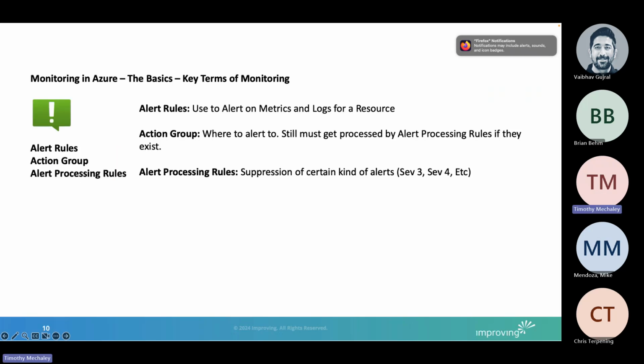Okay, so these are some of the things you'll see within Azure. When you go into Azure Monitor itself, you'll see alert rules, action groups, and alert processing rules. An alert rule is basically what you are going to alert on. Like, am I going to alert on this CPU being above 70%? And then what am I going to do? The action group is where this alert is going to go. Do you attach all these?